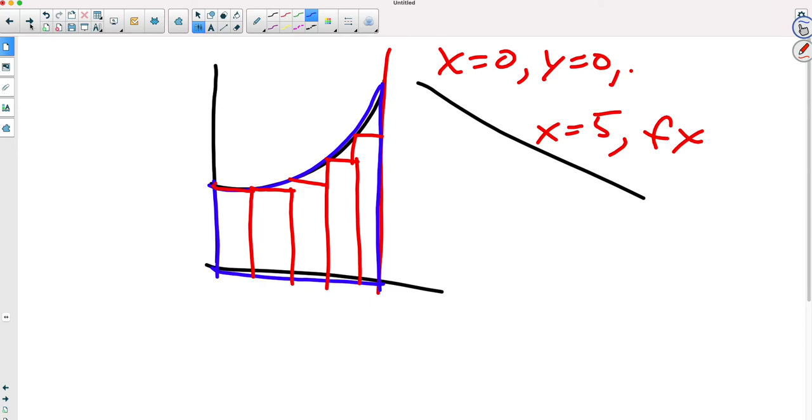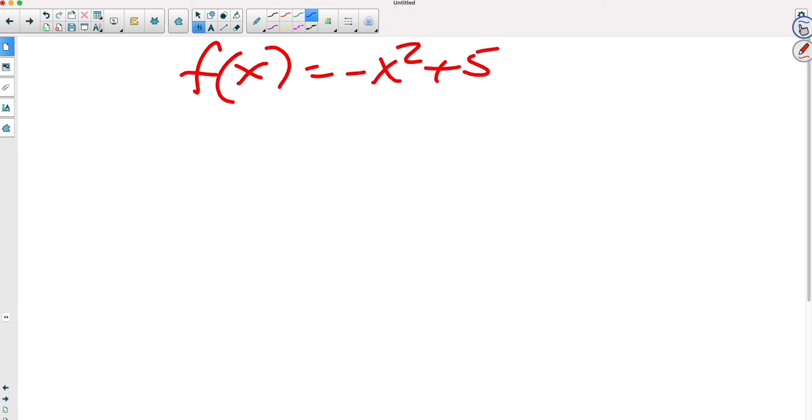It says approximate the area of a plane region. Use the 5 rectangles to find 2 approximations of the area of the region lying between the graph of f of x is negative x squared plus 5, x equals 0, or excuse me, x equals 0 and x equals 2.